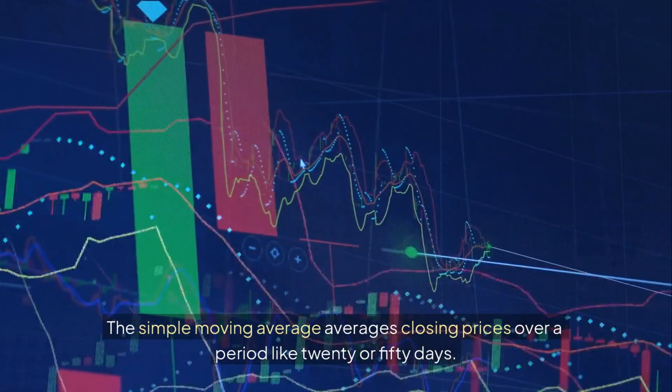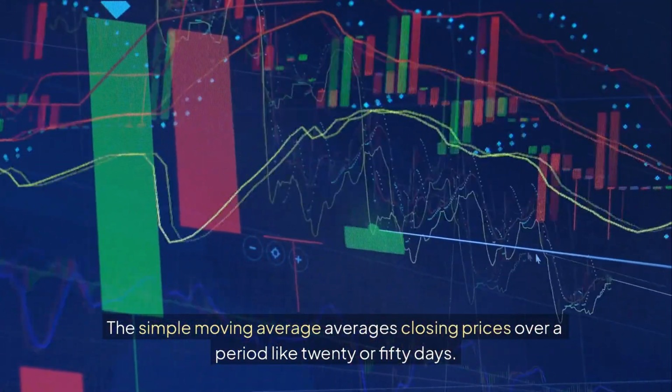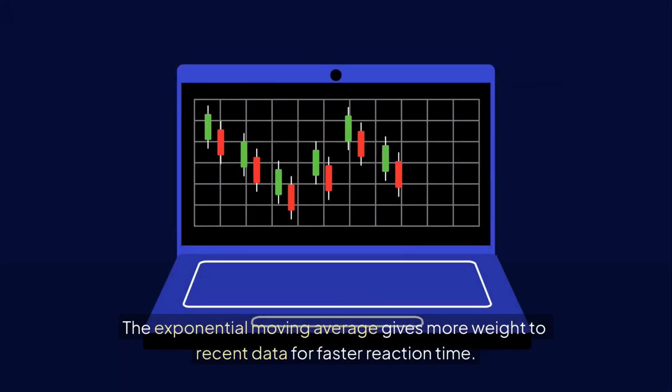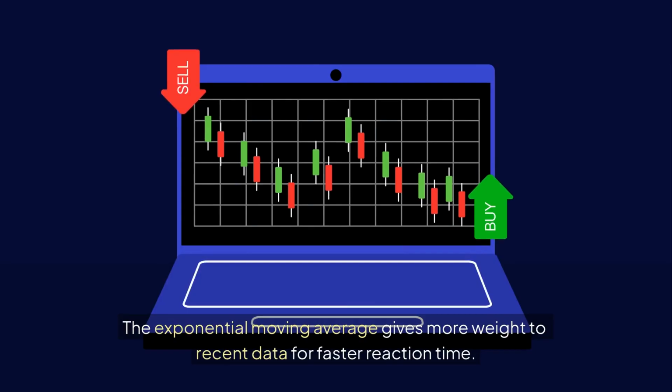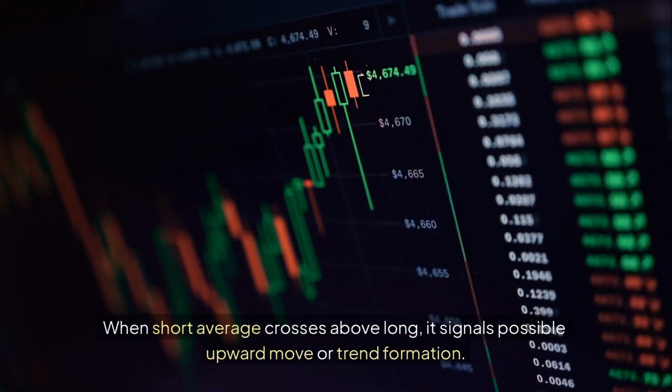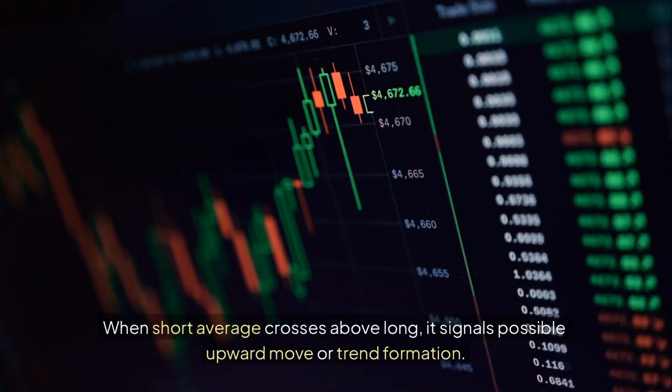The simple moving average averages closing prices over a period like 20 or 50 days. The exponential moving average gives more weight to recent data for faster reaction time. When the short average crosses above the long, it signals a possible upward move or trend formation.